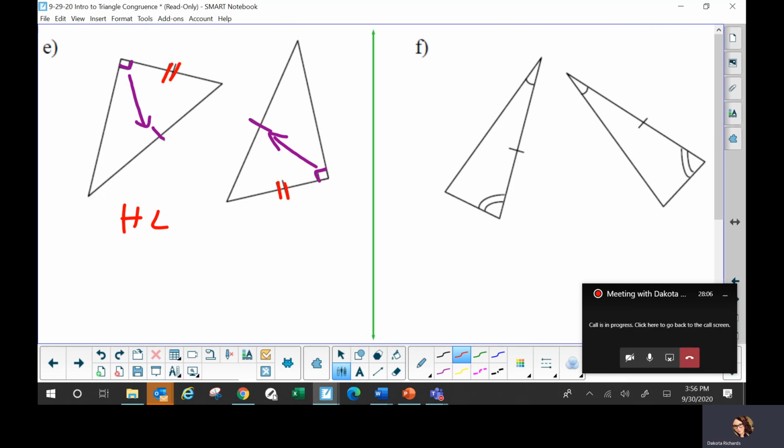And then F, we have an angle, then you have a side, then you have another angle. So that is just angle, side, angle, because the side is in between those two angles.